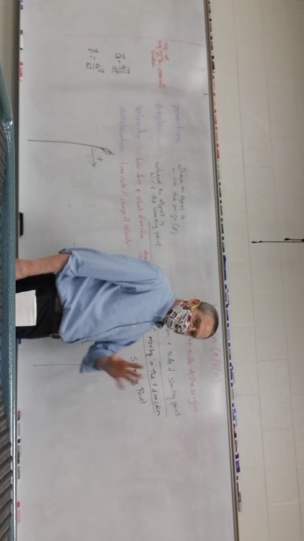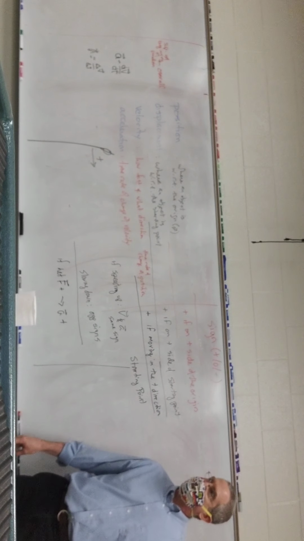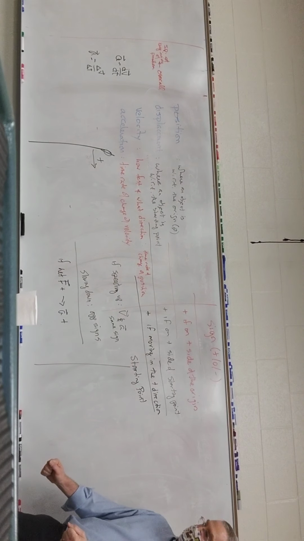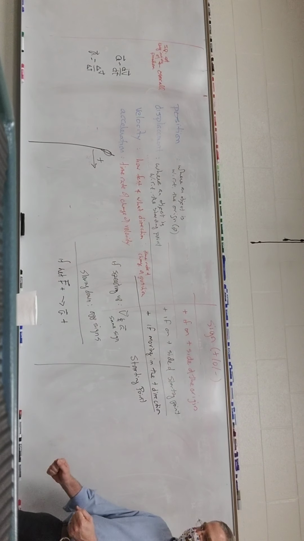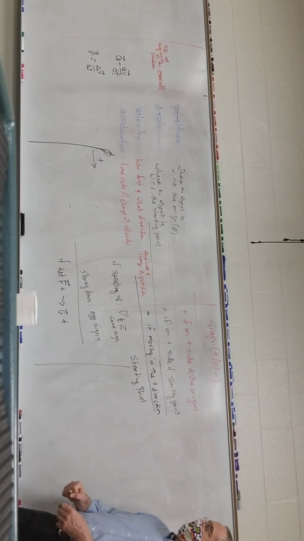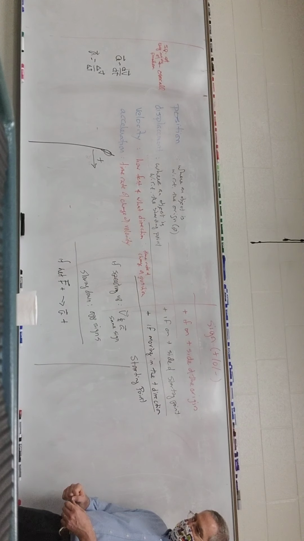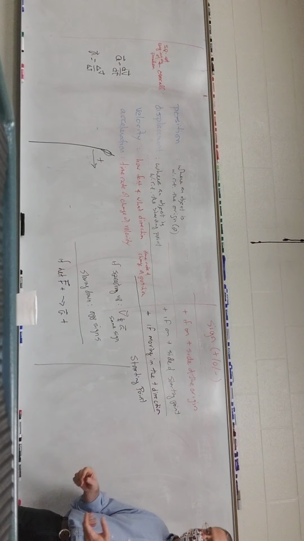All right, we got 4 things now. Ready? Here we go. Position: displacement. Still considering this my starting point. Velocity: 0. Acceleration: 0, because I'm at rest and staying that way.